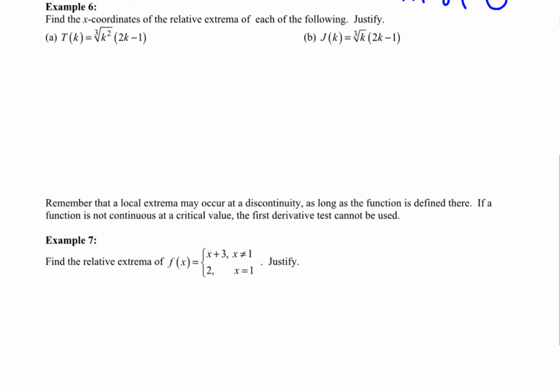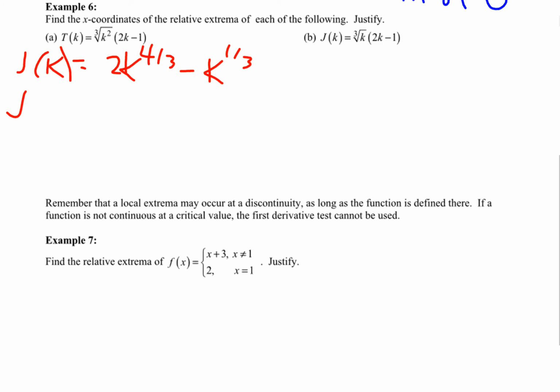So we have j of k this time. It's similar, so I'm going to expand it first before I take the derivative. J of k equals 2k to the 4/3 minus k to the 1/3.